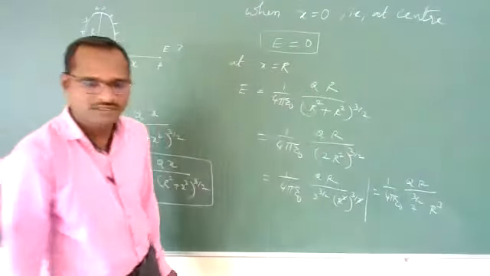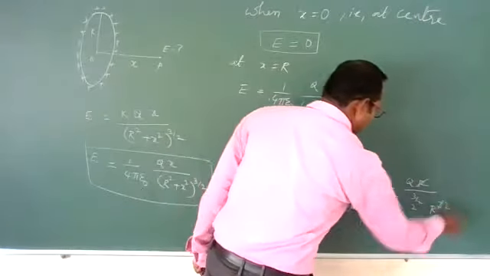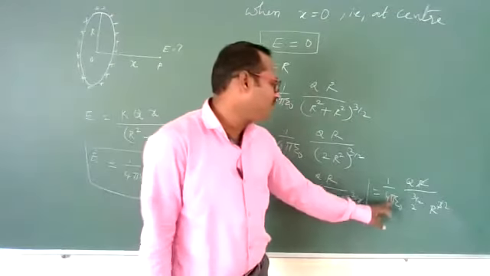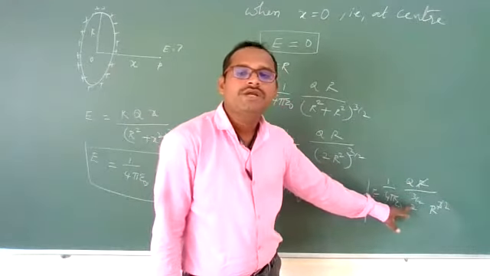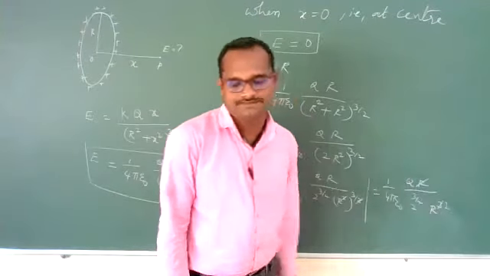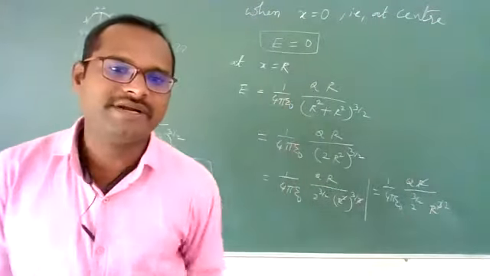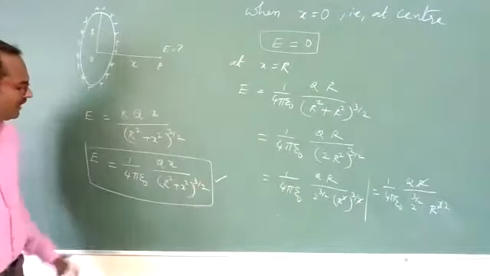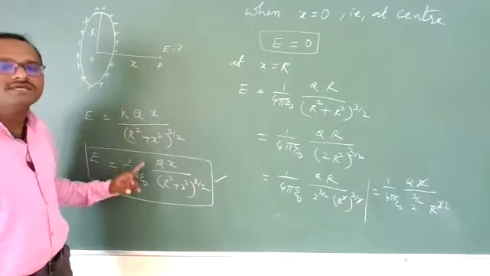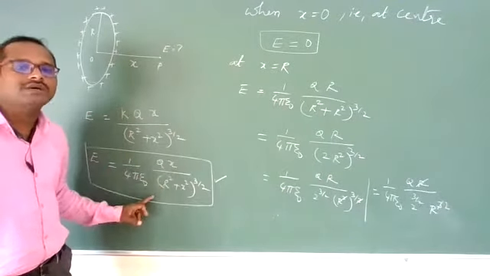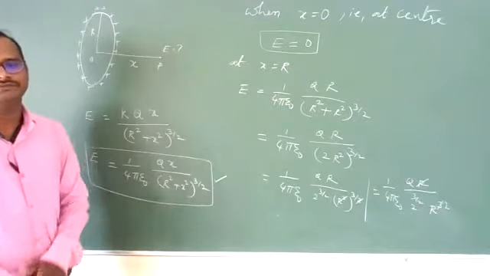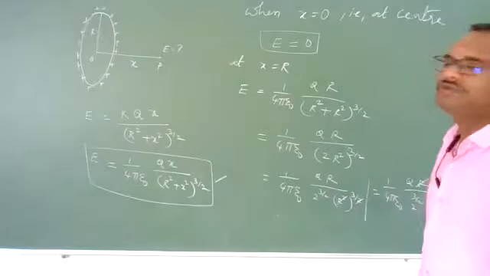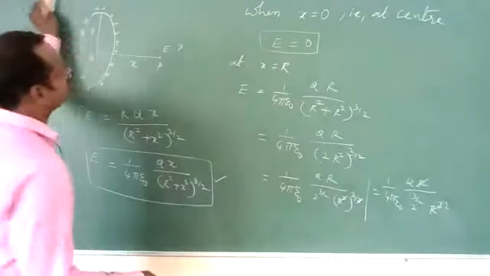Correct? What I am writing? Yes. So one R cancels, and you will get R square in the denominator. So the net electric field will become 1 by 4 pi epsilon naught, Q divided by 2 power 3 by 2, R square. Like this, at any point, at any distance, you can find the electric field when you remember this formula: KQx divided by (R square plus x square) whole power 3 by 2. Clear, students? This formula you need to remember.